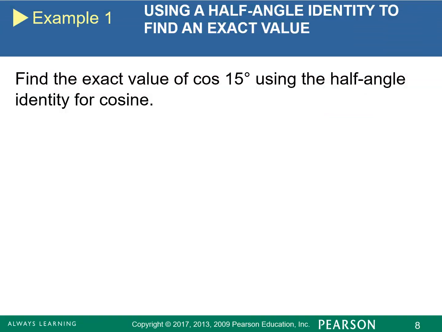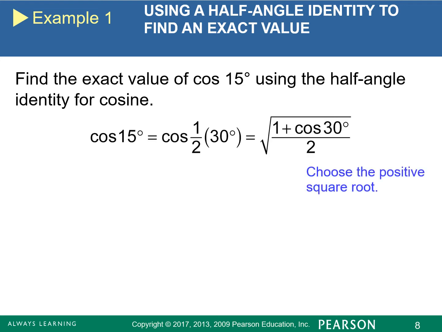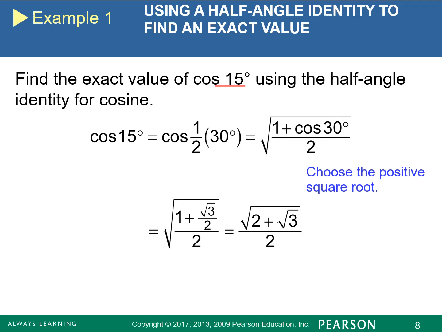If I wanted to find the exact value of cosine of 15 using the half angle identity for cosine, I know cosine of 15 is cosine of 1/2 times 30. Using the half angle identity, this becomes the square root of (1 plus cosine 30) over 2. We want to choose the positive square root because cosine of 15 is positive. Now I know cosine of 30 is root 3 over 2, so we get a common denominator and simplify this as the square root of 2 plus the square root of 3, all under that radical, over 2.